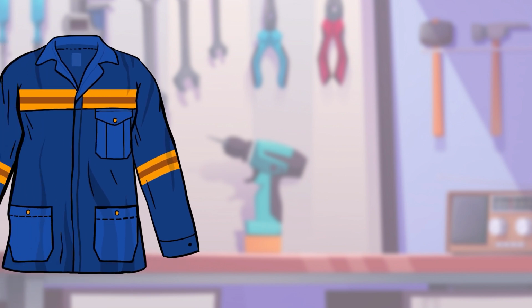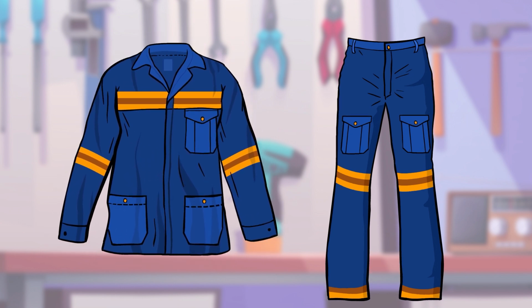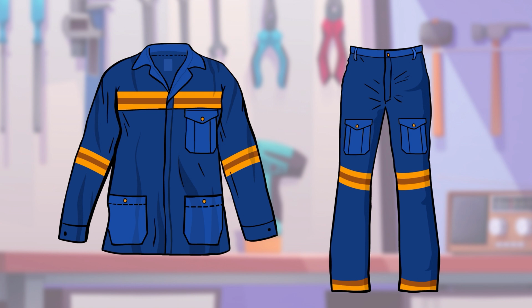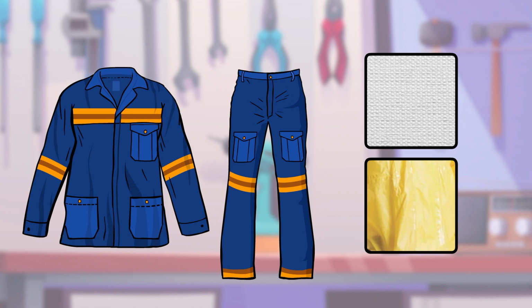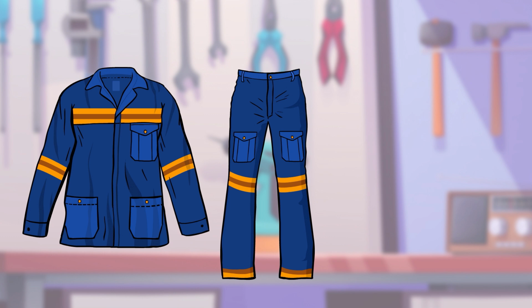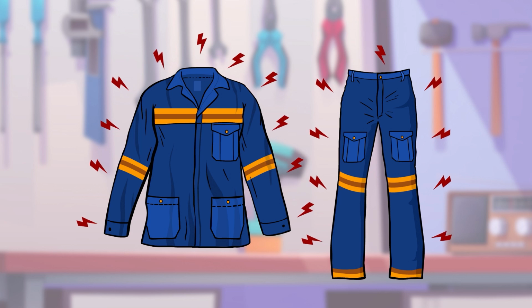Long sleeve shirt and long pants. Type: durable, long sleeve shirt and long pants, preferably made of cotton or a chemical resistant material. Purpose: to protect your skin from accidental contact with refrigerants, oils, or sharp components. Protective clothing also helps prevent burns or irritation caused by refrigerant leaks or spills.